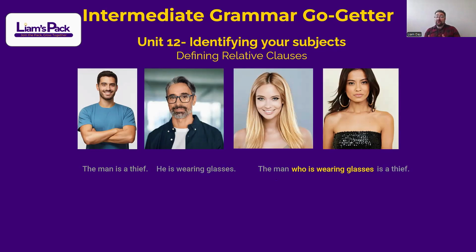Okay, if we do one more example, I can say the woman is a model. Well, both of these women are very beautiful, so it's not clear which one I'm talking about. And then I say she has blonde hair. So, of course, it would be the woman who has blonde hair is a model. Okay, now it's not only who that you can use here. You can also use that, if we are talking about people. So this sentence could also be the man that is wearing glasses is a thief.